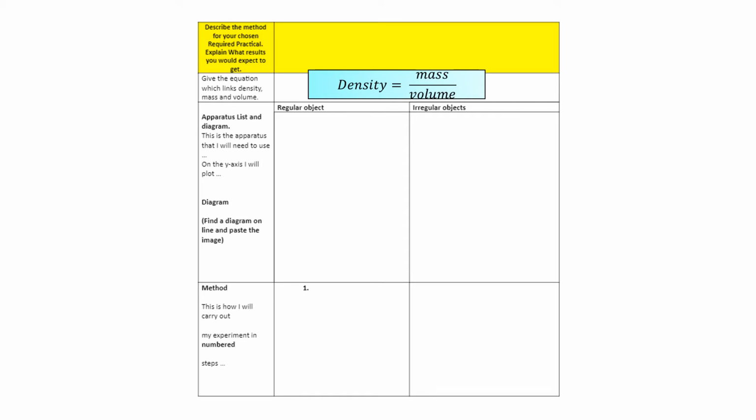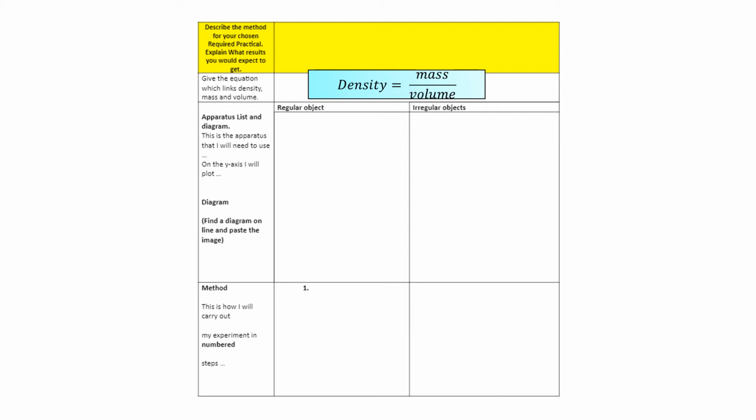So as you can see on the rest of your sheet, we are going to look at regular objects and irregular objects. Now, when we're talking about regular and irregular, we are referring to the shape. So regular objects are shapes that you can take measurements from quite easily. So the example I'm going to use today is a cube. You could use a sphere or a cuboid, but it is something you could measure.